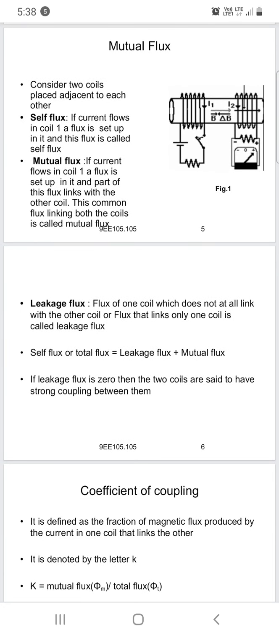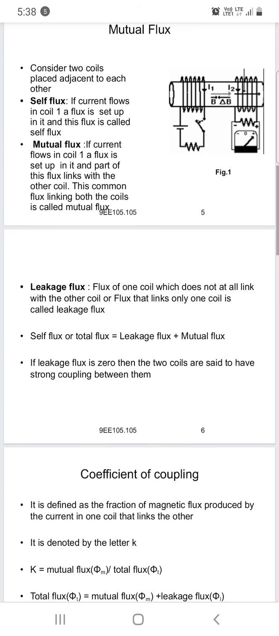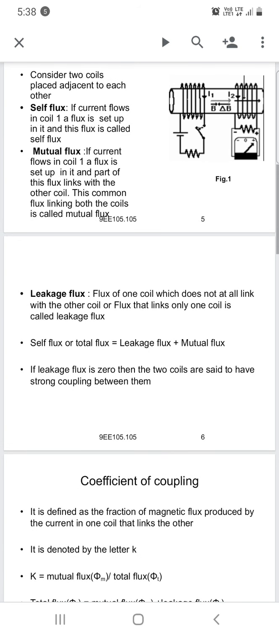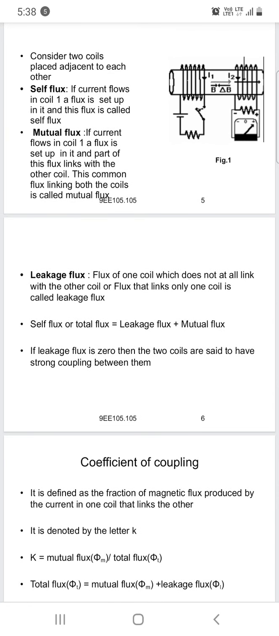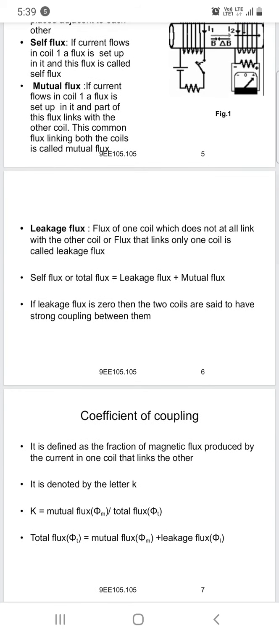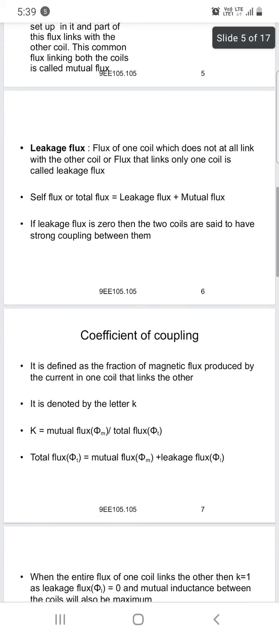Next, what is the mutual flux? If the current flows in a coil 1, a flux is set up in it, and a part of this flux will be linked with the other coil. This common flux linking both coils is called the mutual flux. Next, what is the leakage flux? The flux of one coil which does not at all link with the other coil, that links only one coil, is called the leakage flux.